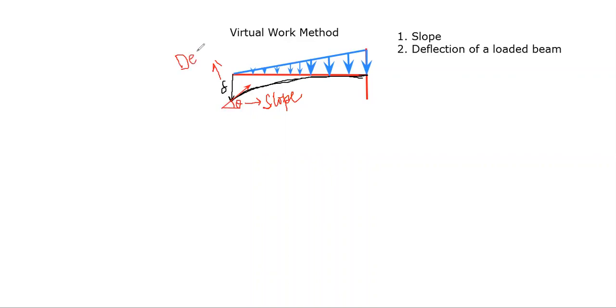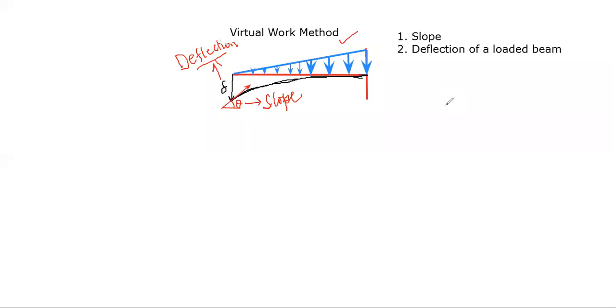As far as today's topic is concerned, we have to find the slope and deflection of a beam using the virtual work method. We have been discussing methods of finding the slope and deflection of the beam, and we have used many methods, like the double integration method and Clapeyron's three moment equation method, and there are many other methods available. The virtual work method is one among them.